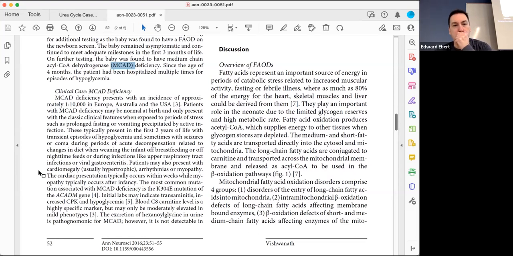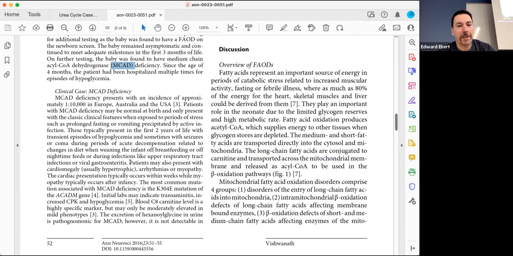All right. So if we look at MCAD deficiency, we can do a little investigation there. And typically we see these things come up early on in life. So not necessarily at the newborn stage, but usually within a year or two, we start to see episodes of hypoglycemia. And of course, sometimes seizures caused by that low blood sugar, especially if we are undergoing a major diet change.